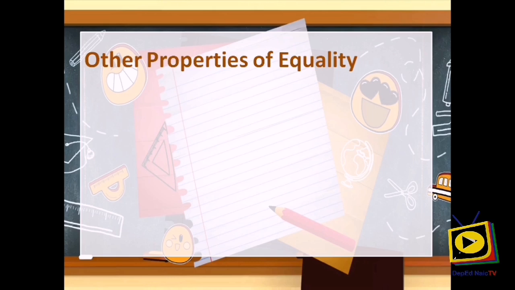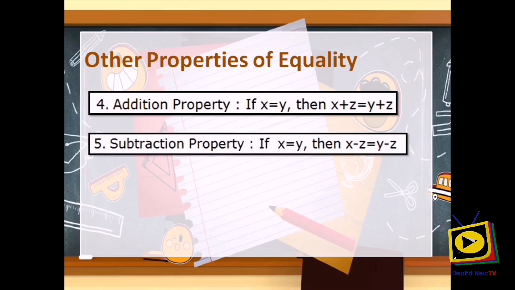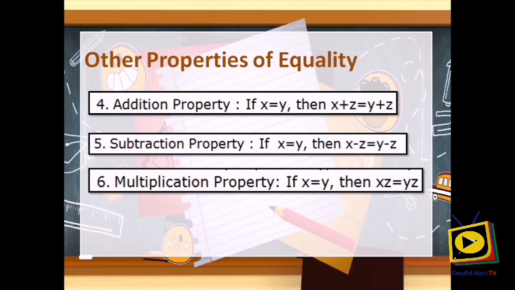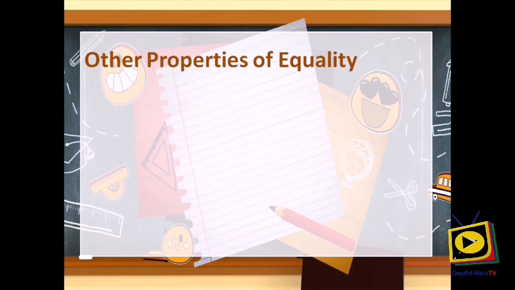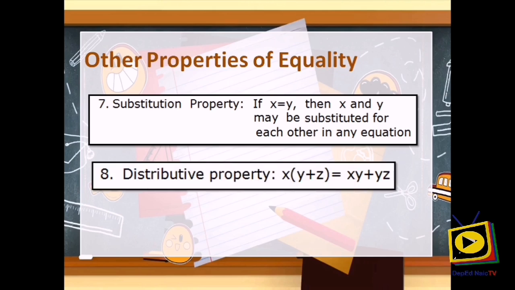We have other properties of equality. Addition property. If x equals y, then x plus z equals y plus z. Subtraction property. If x equals y, then x minus z equals y minus z. Multiplication property. If x equals y, then xz equals yz. Substitution property. If x equals y, then x and y may be substituted for each other in any equation. And last, but not the least, distributive property. x times the quantity y plus z equals xy plus xz.